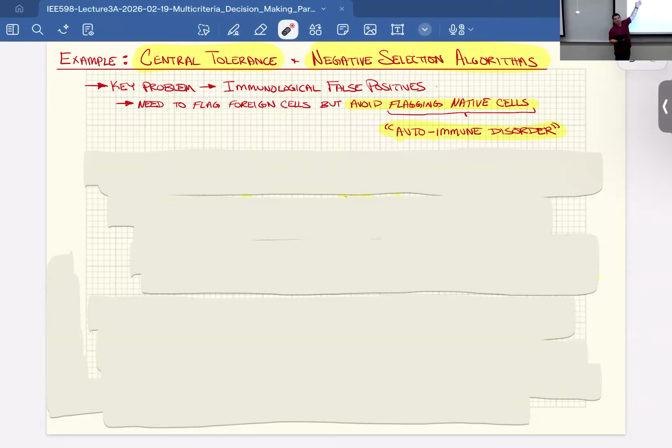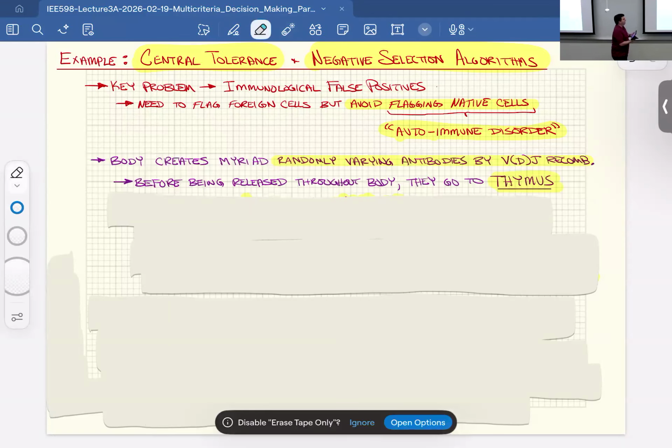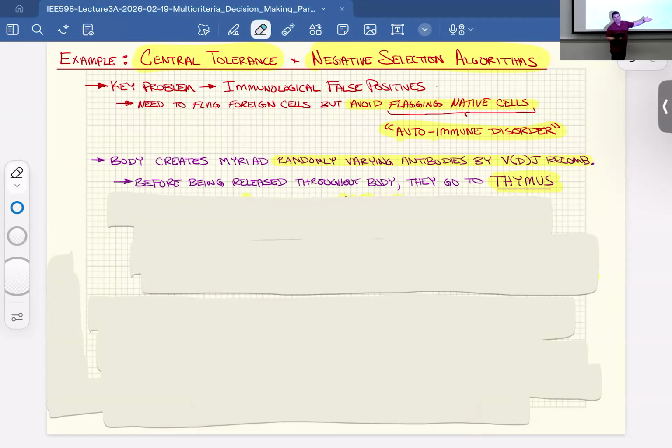So a big problem here is how do we build these antibodies and have them have variation that can spot things that we don't know we need to spot. They've got variability out there that could match things we've never seen before, but never match ourselves. And so in the immune system, the body creates randomly varying antibodies through this VDJ combination. So they look for different cell structures, and what they look for varies from cell to cell through this VDJ combination.